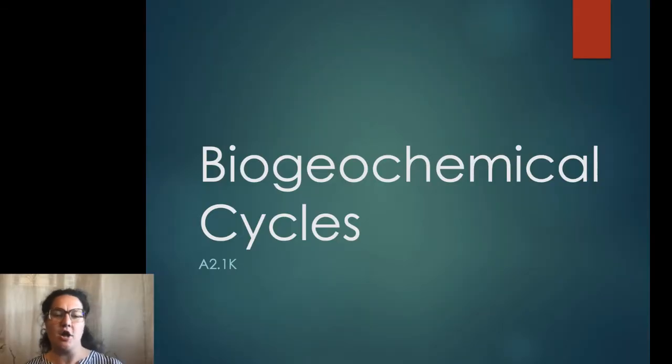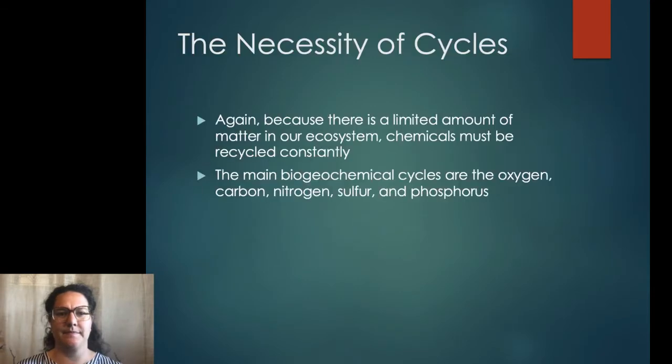So we're going to be talking all about the different ways that nutrients cycle in our ecosystems. Biogeochemical cycles are necessary because there's a limited amount of matter in our ecosystem. Nothing's coming from outer space, nothing's being created on Earth except from the components that are already here. So all these chemicals must be recycled constantly. The main biogeochemical cycles that we're going to be talking about are oxygen, carbon, nitrogen, sulfur, and phosphorus.